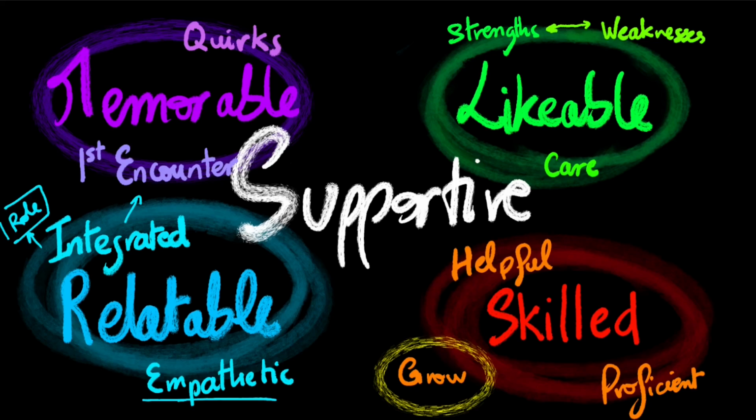A supportive character needs to have some degree of skill in order to be helpful. Their skill will be expressed by a degree of proficiency, which allows the character some room to grow. Supportive characters are also relatable in that they are empathetic. They can be empathetic in favor of their allies, but it can also be in favor of their opponents. They are integrated in the world we live in, through their role and through the way the public meets them for the first time.